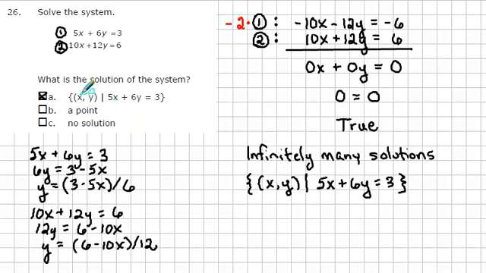So just in summary, the way that we write the solution is we write it as the set of ordered pairs x, y such that 5x plus 6y is equal to 3.